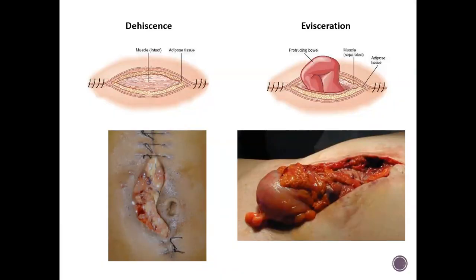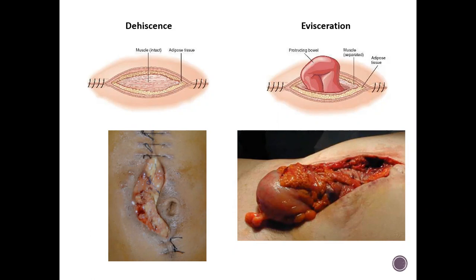Dehiscence, which occurs in connection with surgical incisions, is a partial or complete separation of the tissue layers during the healing process. Evisceration is the total separation of the tissue layers, allowing the protrusion of organs through the skin. People at risk for these complications are the same patients who are at risk for delayed or impaired wound healing. In addition, coughing, vomiting, or straining puts additional stress on healing tissue, increasing the risk for dehiscence and evisceration.